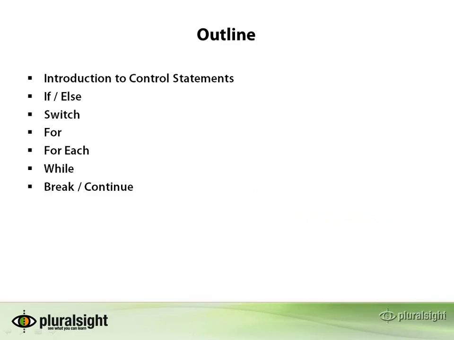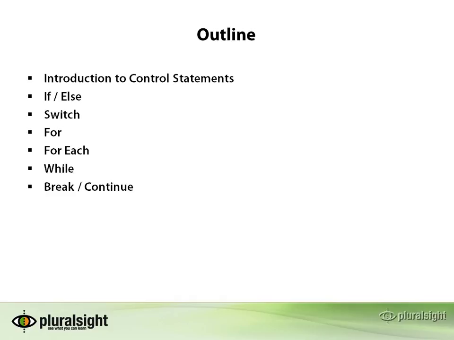So let's go over what we're going to cover in this module. Well, the first thing that we're going to do is talk about control statements in general. There's basically three types of control statements, and I'm going to introduce those three types to you so you can understand from a high level what kinds of control statements can exist. Then we're going to cover each of the particular types of control statements that exist in Java.